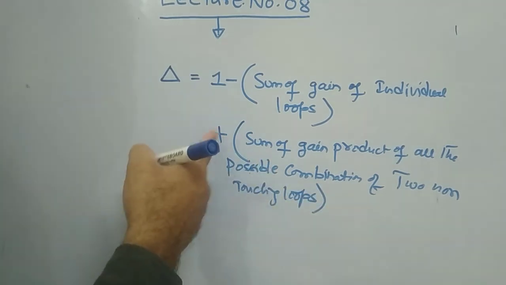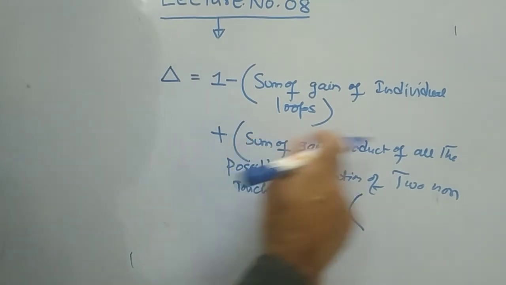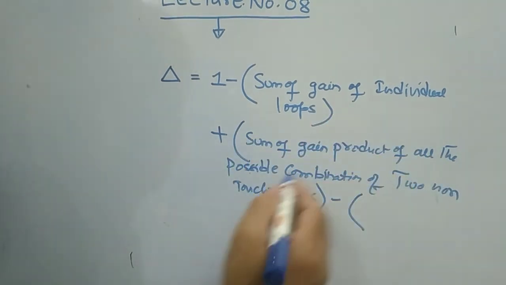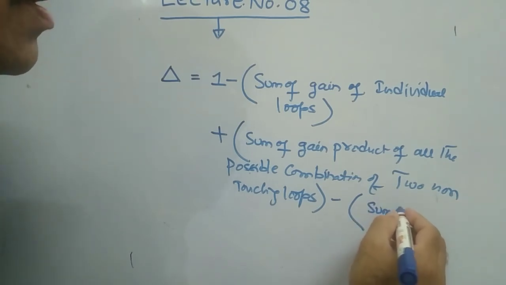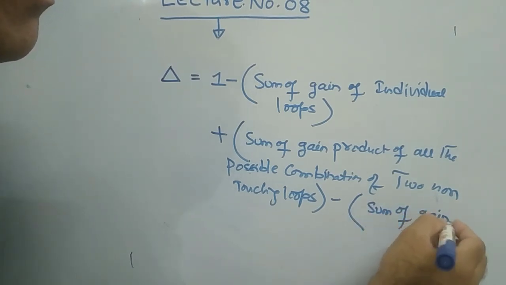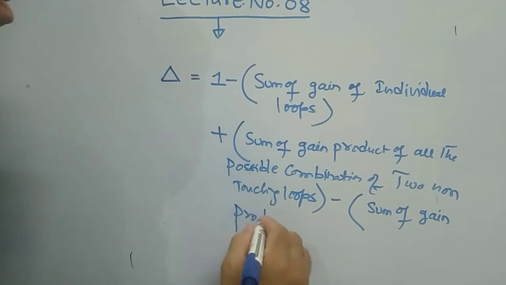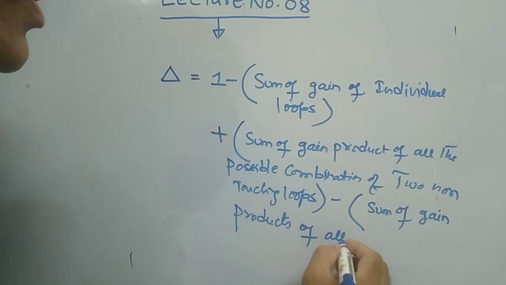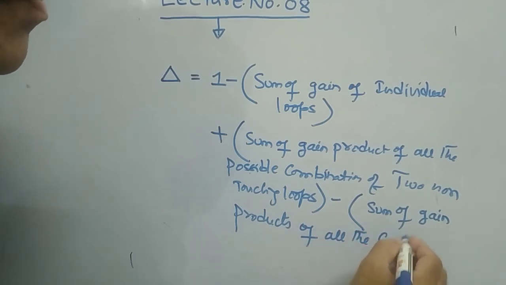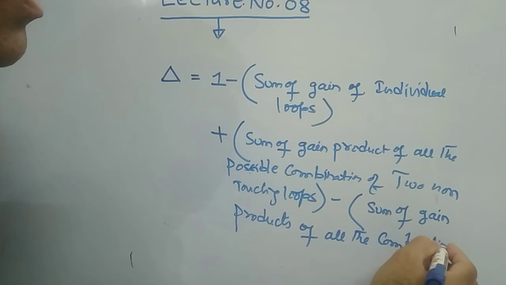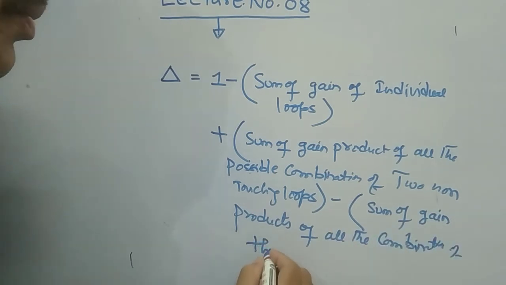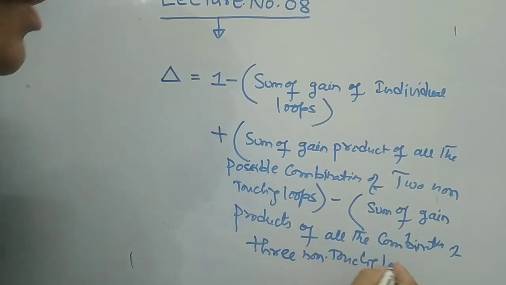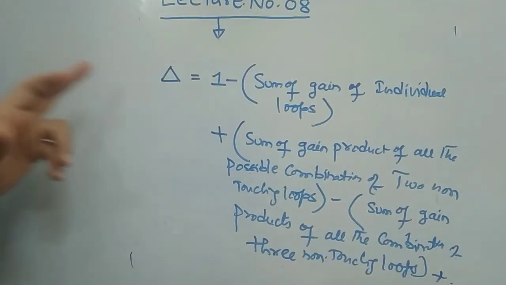Then minus will come, and the same definition: the sum of gain products of all the combinations of three non-touching loops. Three non-touching loops, and so on and so forth. Then plus comes, and so on. So this is the meaning of delta.